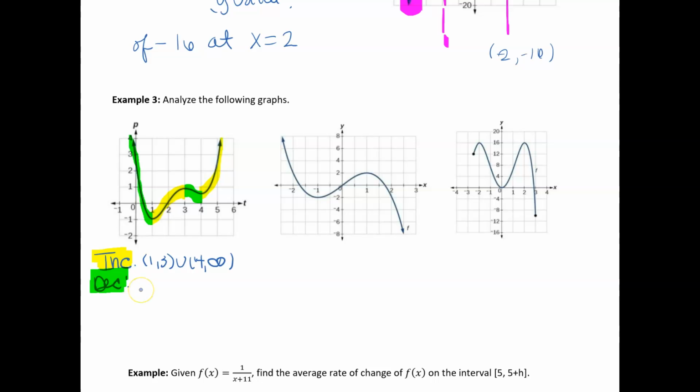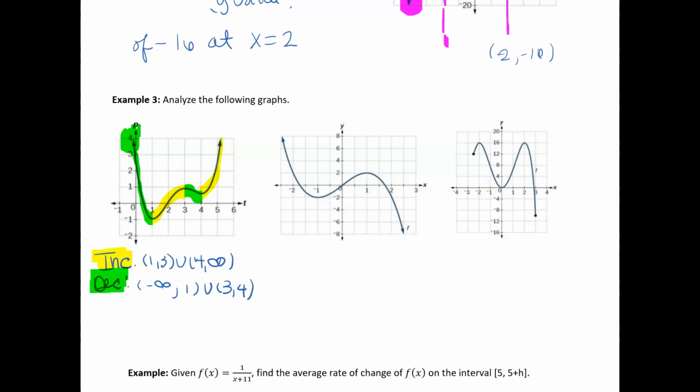So if you look at that, it's decreasing in the green. Remember, this right here is an arrow. And so that would be negative infinity to 1, union with 3 to 4. And you can see that since this is a function on all real numbers, we've encompassed all of the values between negative infinity to infinity, but we've broken them apart into our increasing and decreasing.